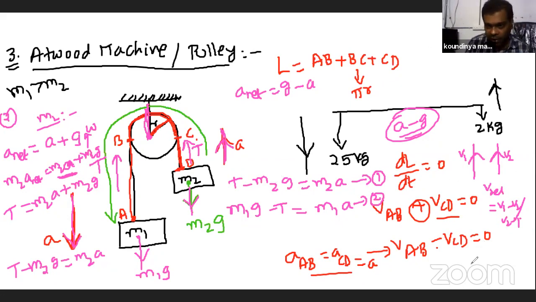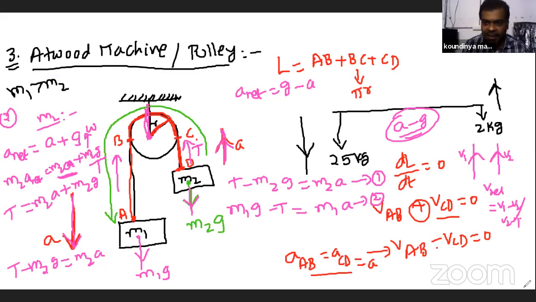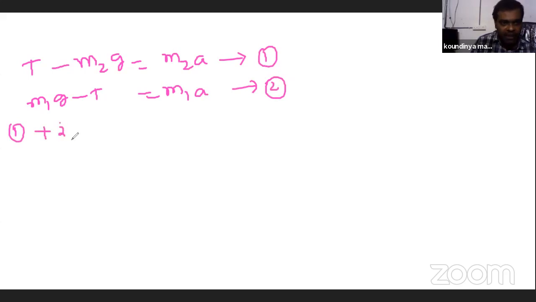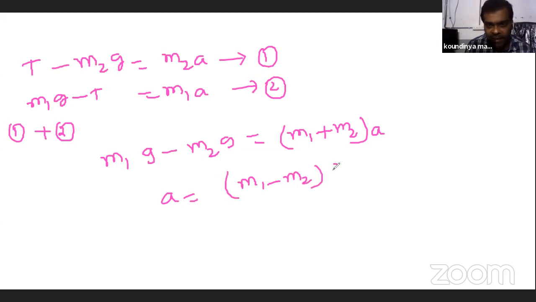Okay, fine. So here I got the equations as T minus M2G is equal to M2A, and another equation M1G minus T is equal to M1A, called equation 1 and equation 2. If we add the two equations, 1 plus 2, I will get M1G minus M2G is equal to (M1 plus M2)A. Is it right? So acceleration is equal to (M1 minus M2) into G by (M1 plus M2).